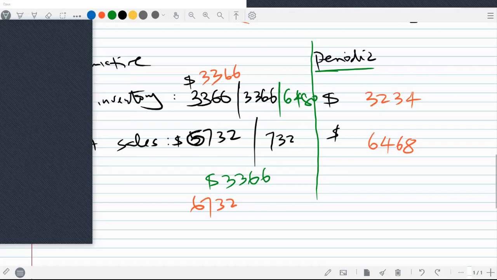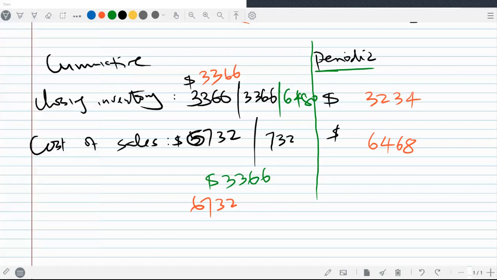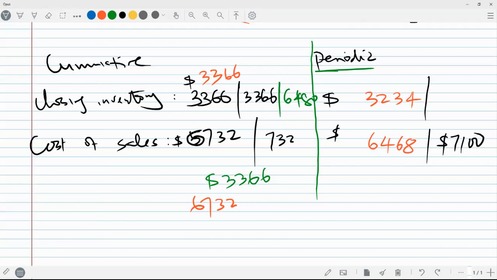Yes, Alexander. For the PWA, the cost of sales is 7,100, and the value of closing inventory is 3,474.